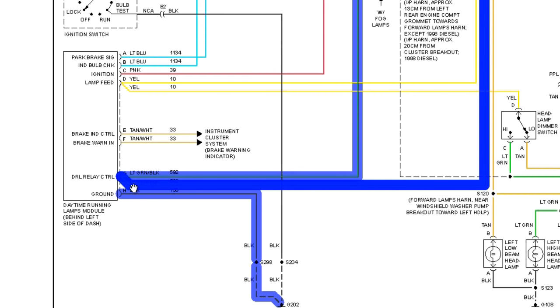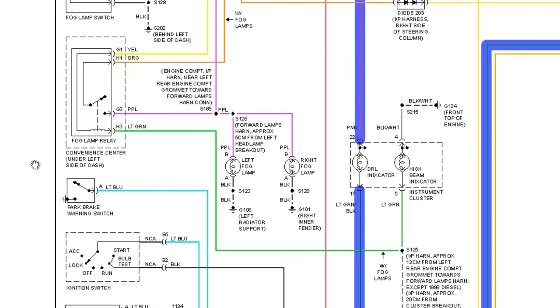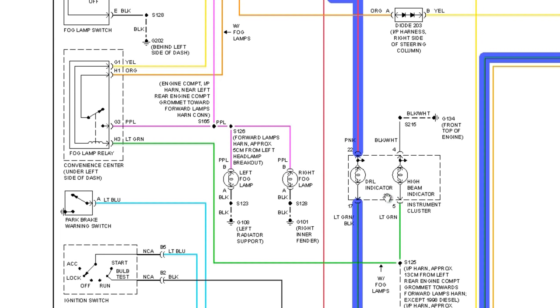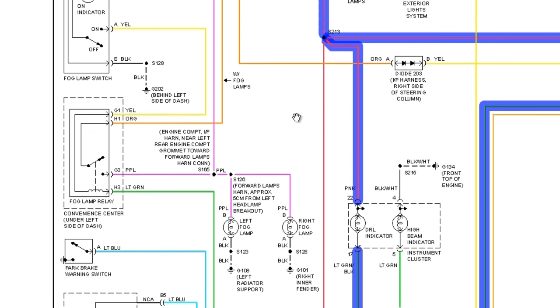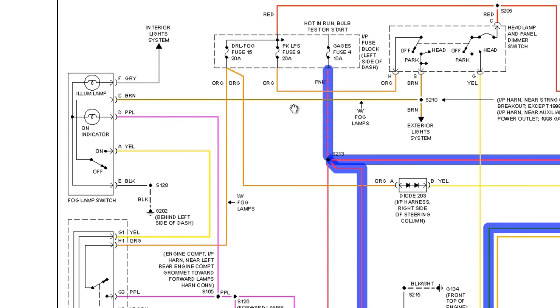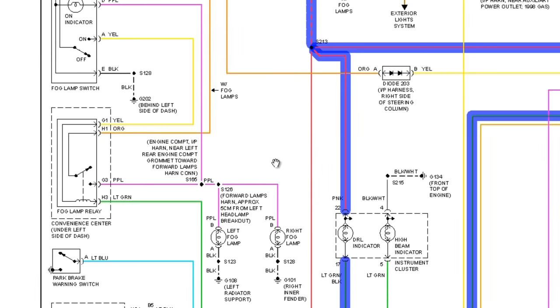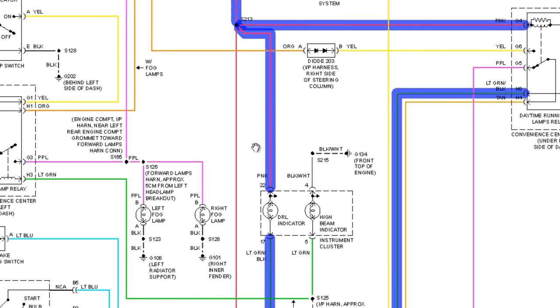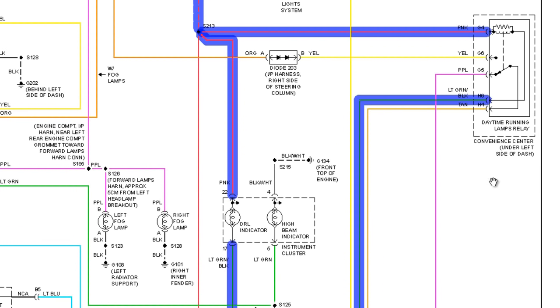But let's take a look at these outputs. As you can see, there's two conductors leaving. So if we scroll up, you can see that first conductor goes to your daytime running light indicator light in your instrument cluster, and it's controlling the ground side of that bulb, which is fed from fuse 4, that gauge fuse, the 10 amp fuse that's hot in run, bulb test, and start. So pretty much whenever the ignition is on. And that other conductor comes over to the daytime running light relay.